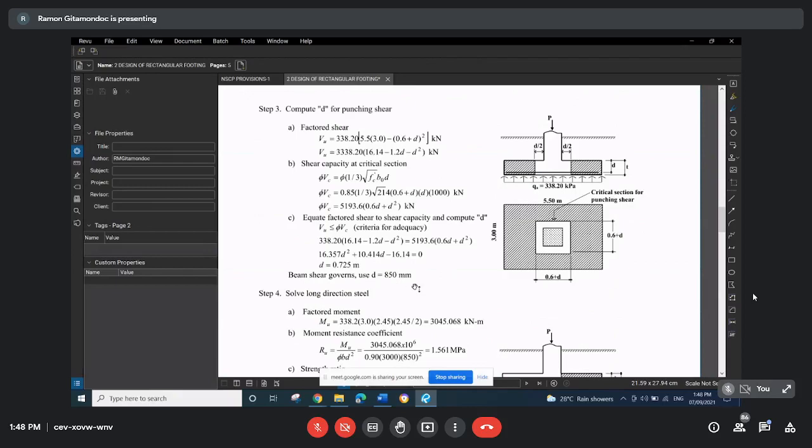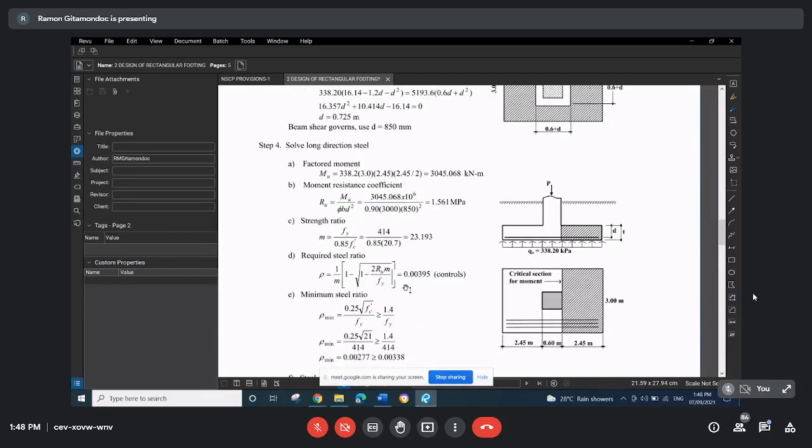So after step 3, we now have the effective depth of the footing, and effectively we have already computed also the thickness. So effective depth plus concrete cover below the bar, which is usually taken as 75 or sometimes 100 mm, and you will get the thickness of the footing.